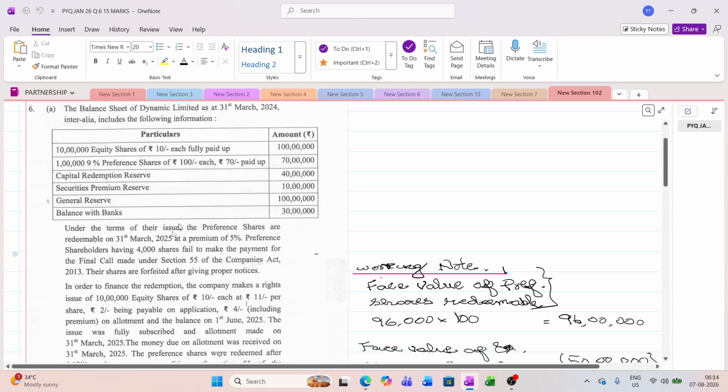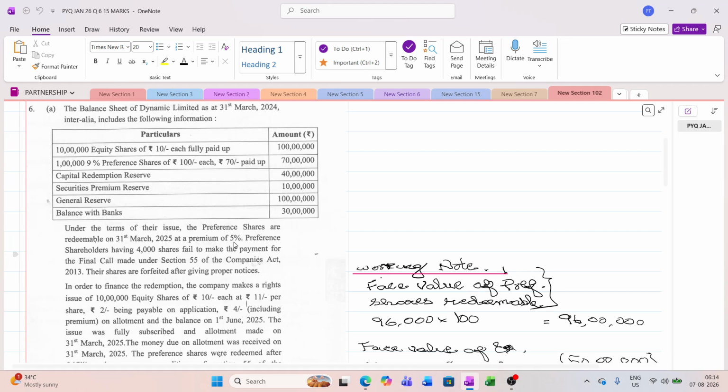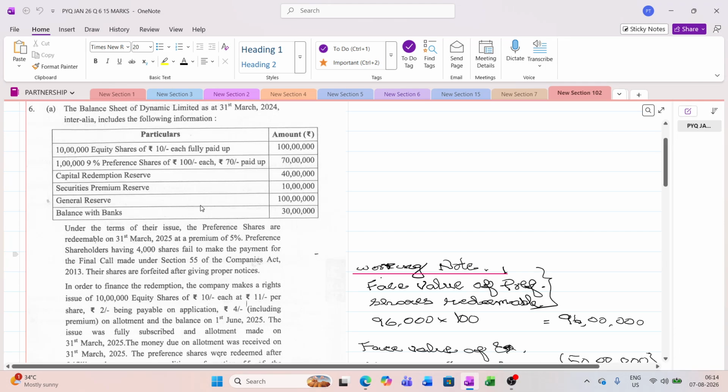Balance with the bank. Under the terms of the issue, the preference shares are redeemable on 31st March 2025 at a premium of 5%. As I have already told you, whenever there is a premium, this premium amount will also be taken out of profit. So do not forget to make a journal entry by debiting the profit and loss account or general reserve account to premium. Okay.